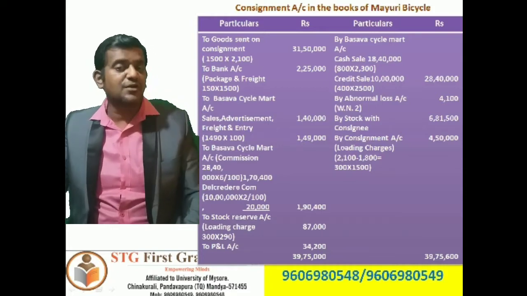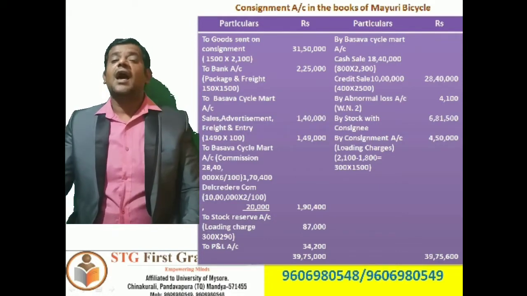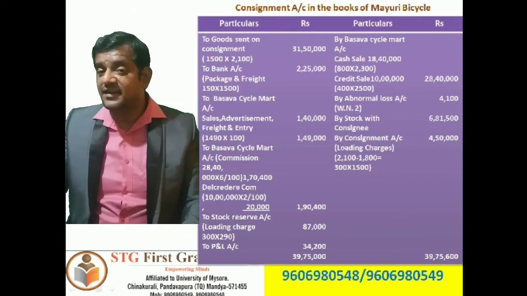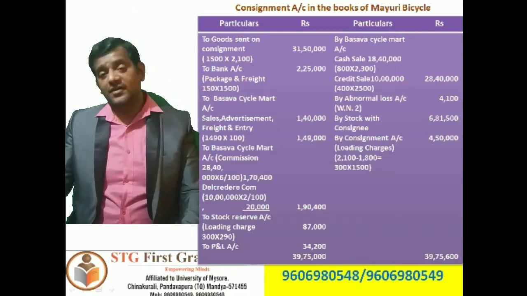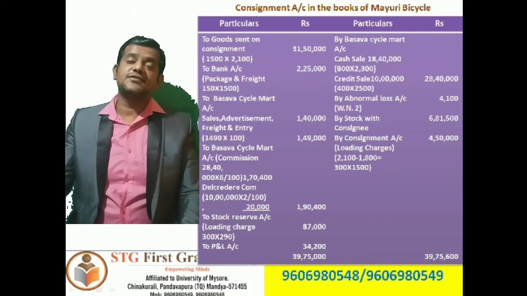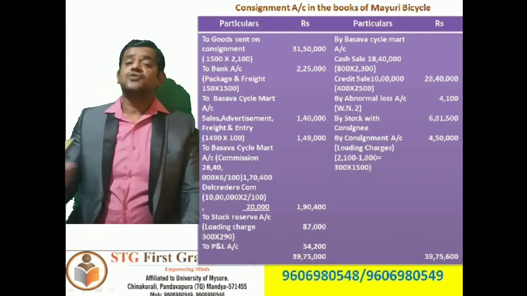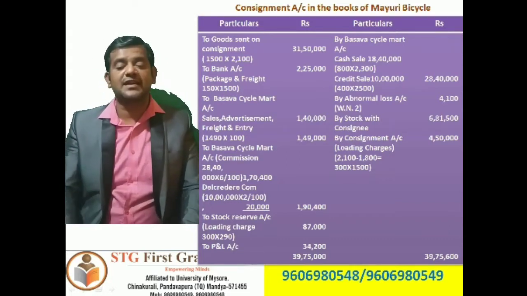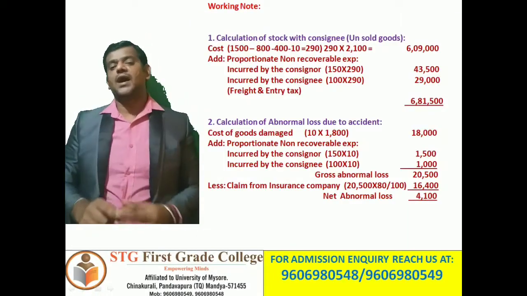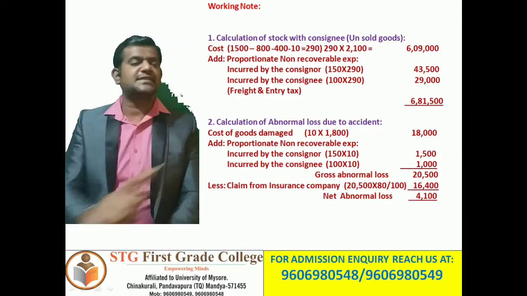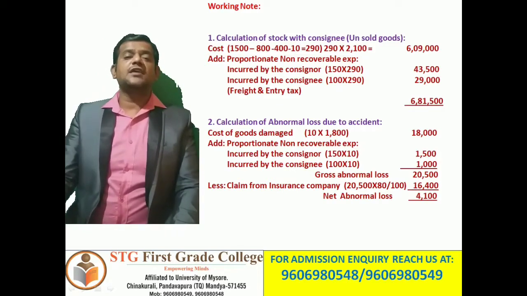Why the working note? To find the value of closing stock, to find the abnormal loss, and in this problem cost price and invoice price are also there. So we have to find the loading charges on total, and we are supposed to calculate a stock reserve on closing stock as well. So let us move towards the working note part. Okay, so working note number 1. Point number 1, calculation of stock with the consignee, that is nothing but unsold goods. Clear? So how much unsold goods are there?